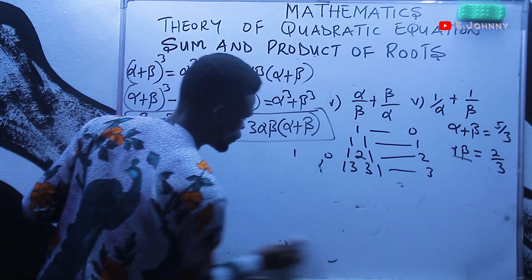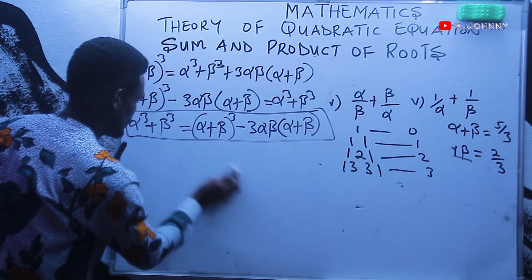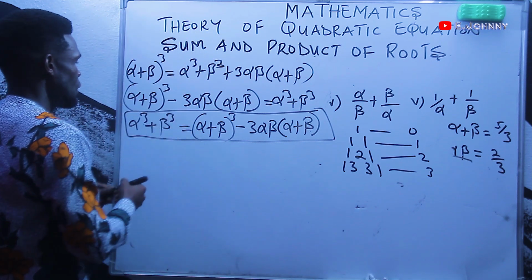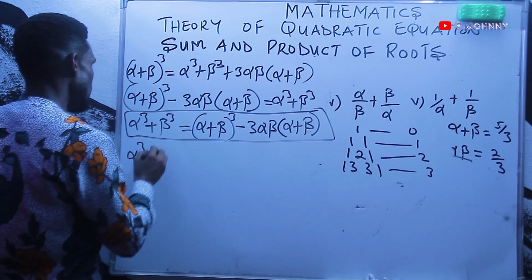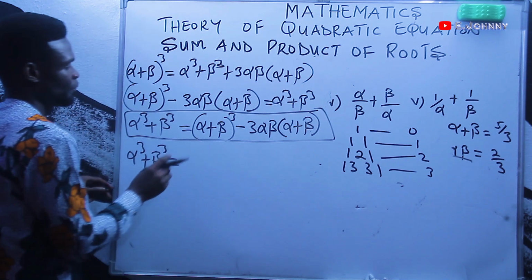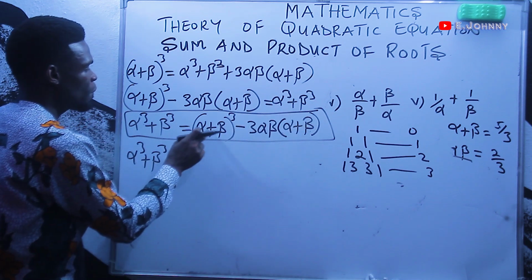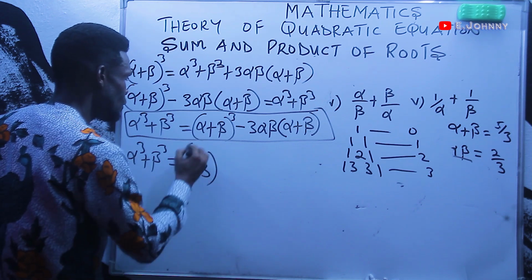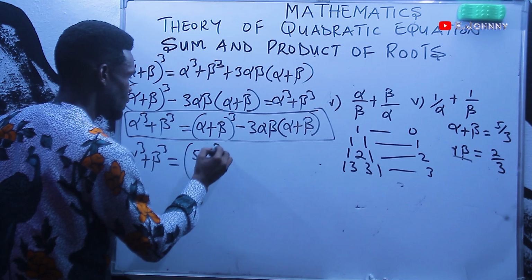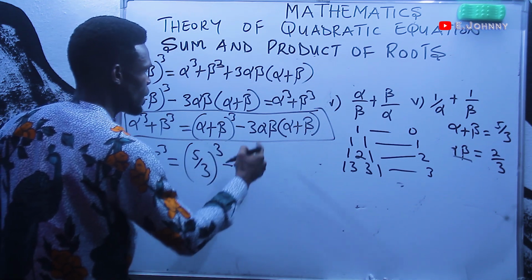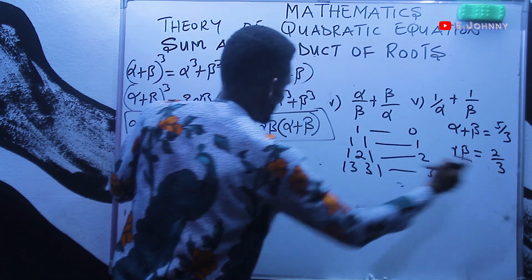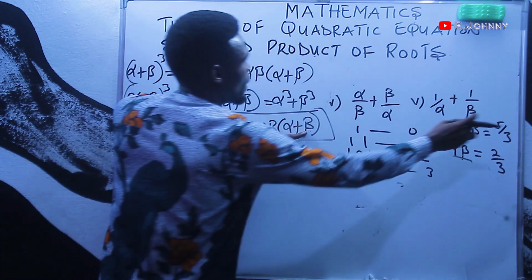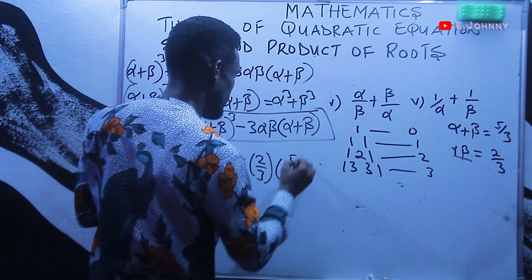Okay, so now let us solve the problem that was given to us. The problem was that we should find alpha cube plus beta cube. So it therefore means that alpha cube plus beta cube is equal to, let's substitute. Alpha plus beta is 5 over 3. So here you put 5 over 3 raised to power 3, minus 3 alpha beta, where alpha beta is 2 over 3. So you put 2 over 3 times alpha plus beta, 5 over 3.